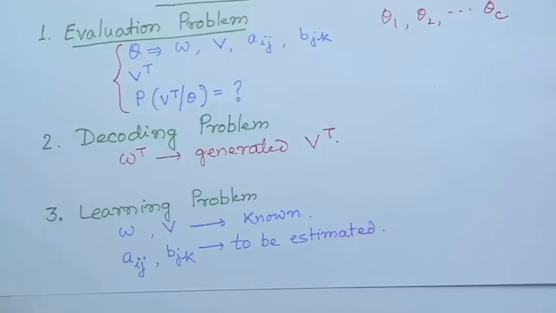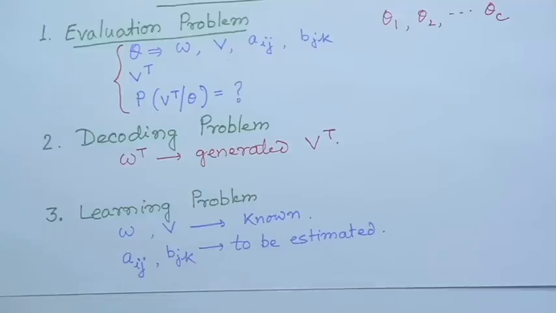This is known as the learning problem, and as we said, it is a very important problem, not only for hidden Markov models but for designing any classifier. So, we will take up these central issues, the evaluation problem, the decoding problem and the learning problem, one by one. First, let us take up the evaluation problem.